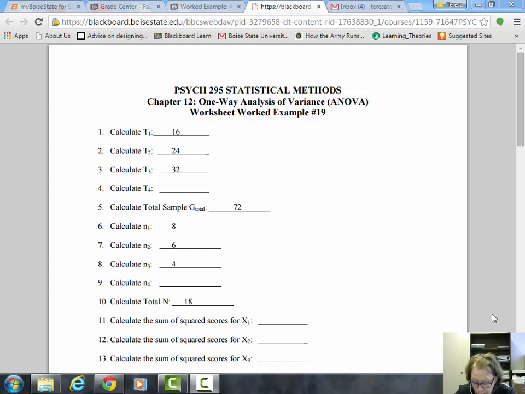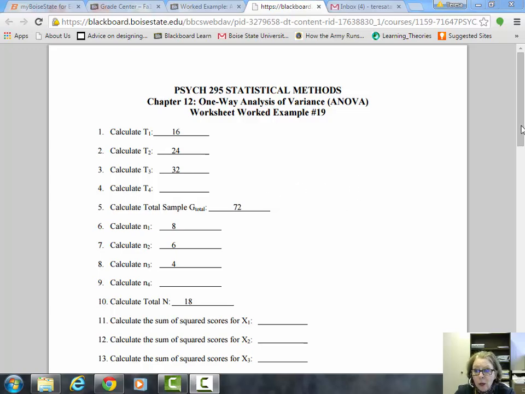So if you're taking a look at the way the data are laid out in problem 19, notice that again there's 3 treatments, and the total scores. The capital T is just the total of all the scores in the treatment group, and it's synonymous with sum of X. That's given to us, and so the total for treatment group number 1 is 16. For treatment group number 2 it is 24. Treatment group number 3 is 32, with a grand total of 72.